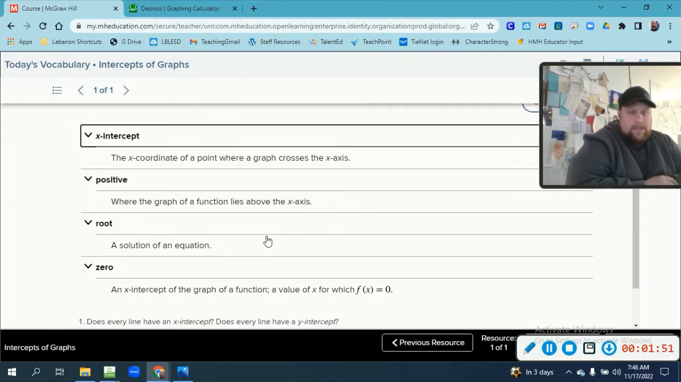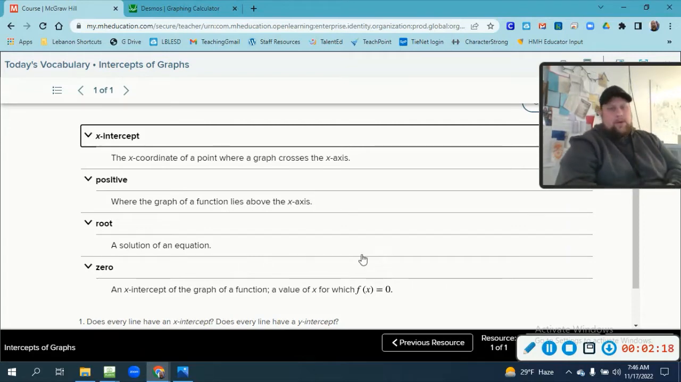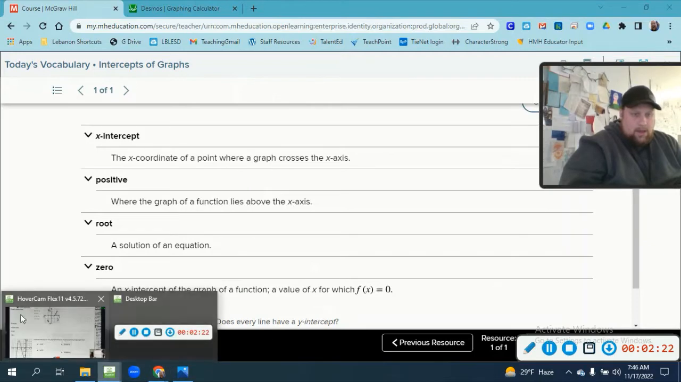Your root is a solution of an equation. So the x-coordinate of a point where the graph crosses the x-axis is also known as a root. It's the solution of an equation. And guess what a zero is? A zero is an x-intercept of the graph of a function, a value of x for which f of x equals 0. So y equals 0. In other words, the x-intercept, the root, and the zero are the same thing. So just keep that in mind. All right, pause this, write down what you need. We are going to move straight on.